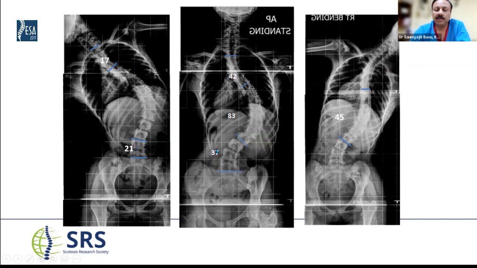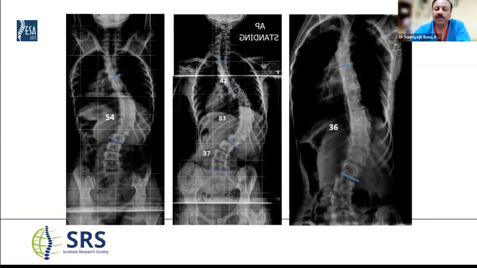And for this curve, this was the traction film, and this is the bolster film. So 83 degrees coming down to 36, and on traction it is 54. And the traction film also, this gets well stacked up from the proximal T1, T2, T3. They're all horizontally placed. So here, what would be your UIV and LIV? I'll go back to the X-rays once more.